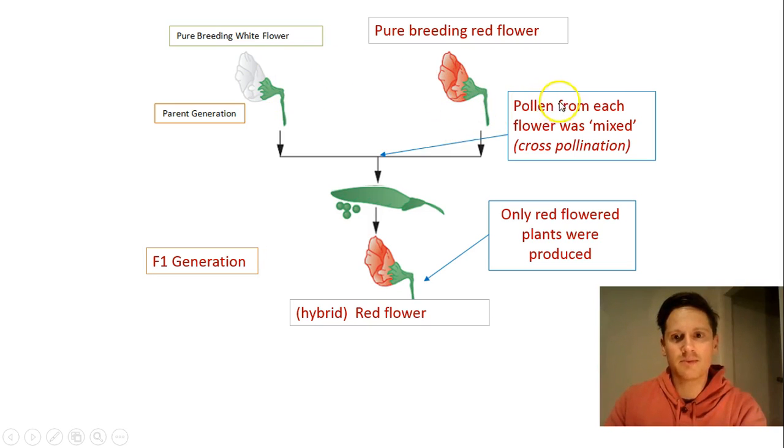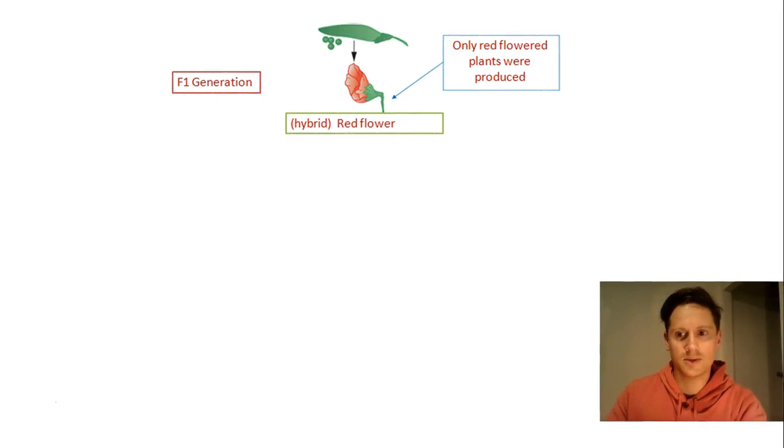What he did was mix pollen from each of these flowers. So it's called cross-pollination. He mixed the pure breeding white with the pure breeding red. When the next generation of plants flowered, which we call the F1 generation, only red flowered plants were produced. So all of them were red. So red plus white went to red. And we refer to those as hybrids, okay? We only had red flowered plants being produced.